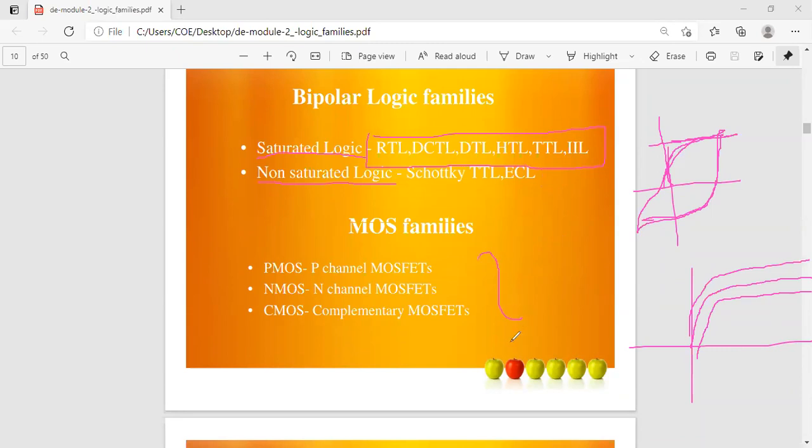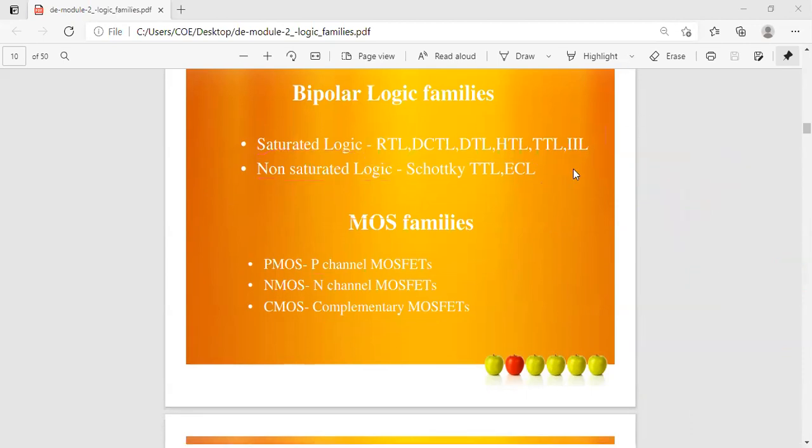Then MOS families, subclassification P, N MOSFETs, and then complementary MOSFET. Complementary in the sense a part of the MOSFET, either PMOS or NMOS, is used as an inverter. We use a PMOS NMOS inverter, and the remaining part is only switches. We will discuss such operations also later.